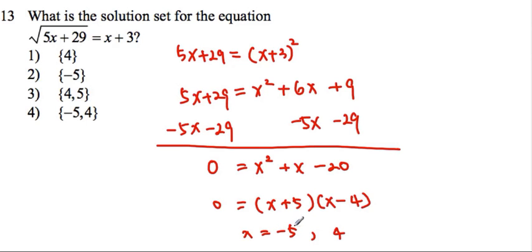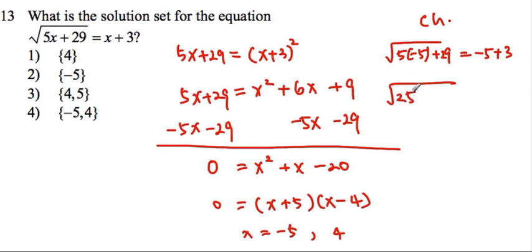For example, negative 5, let's look at that. If x equals negative 5, we have square root of 5 times negative 5 plus 29. Is that equal to negative 5 plus 3? On the left side, we end up getting square root of negative 25 plus 29 is equal to negative 2. And then we get square root of 4 equals negative 2. But we know that square root of 4 is 2, not negative 2. So therefore, it cannot work.